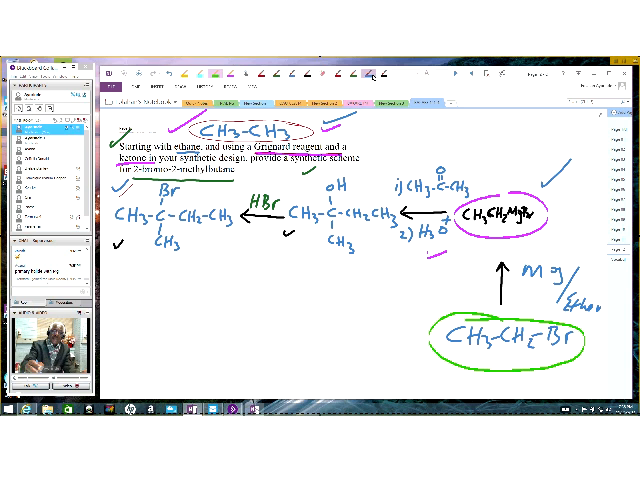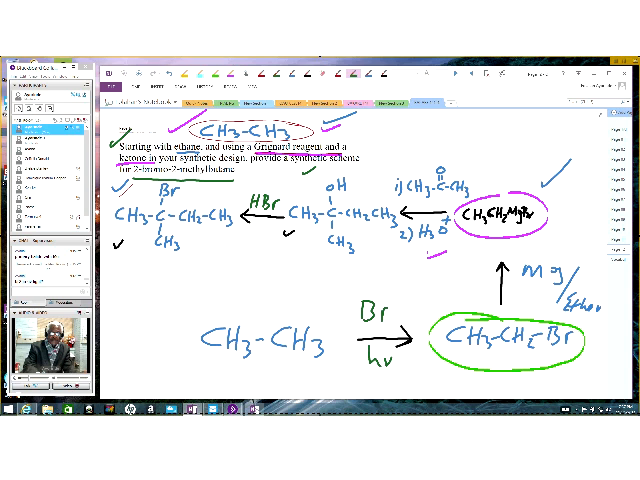Okay, let us see here. Let's just go back. We start with ethane. This is what they told us to start with. Excellent. I see Ayana said bromine with light. Exactly. You react bromine in the presence of light with ethane. That will give you ethyl bromide.